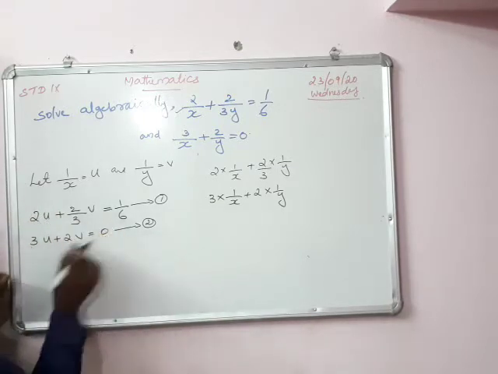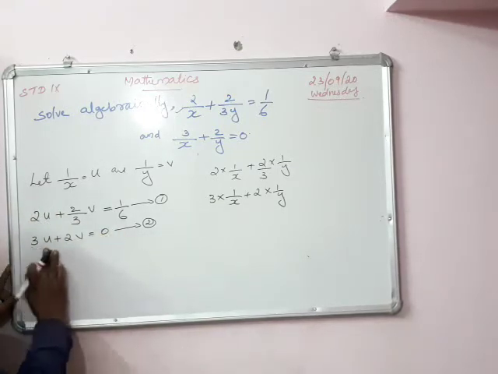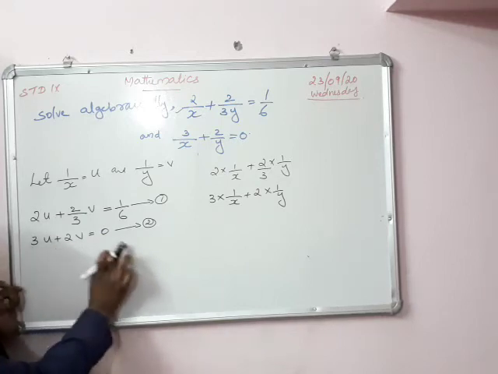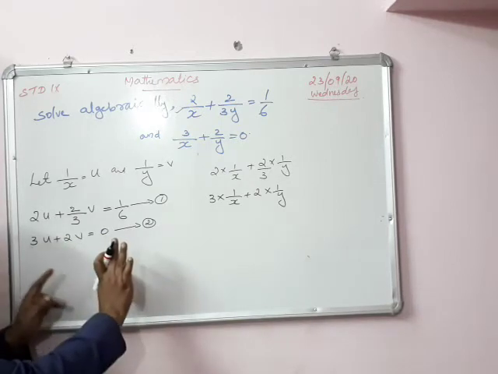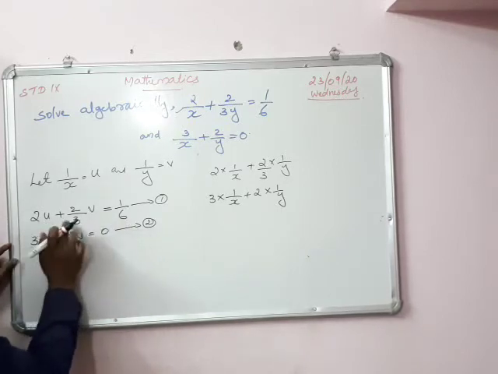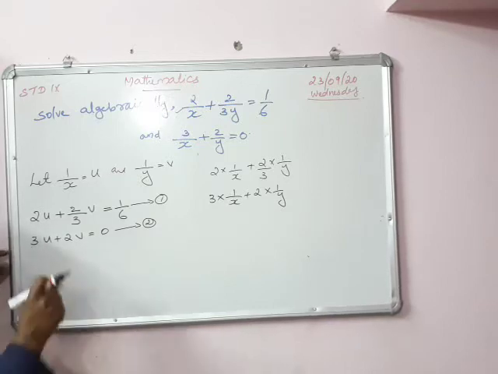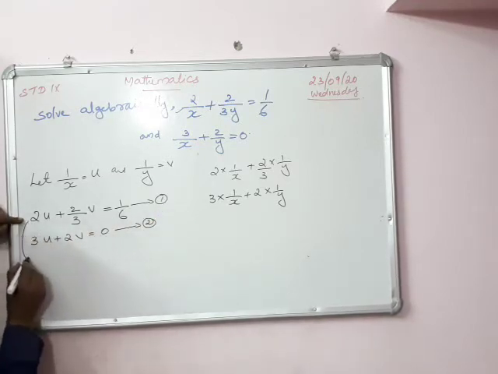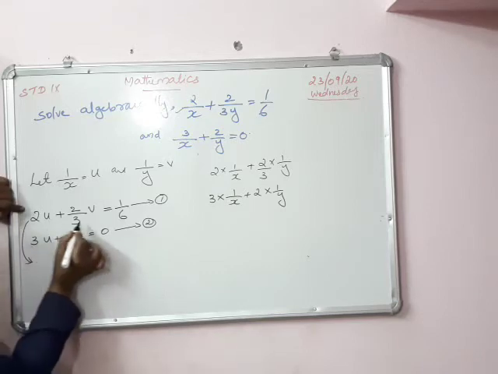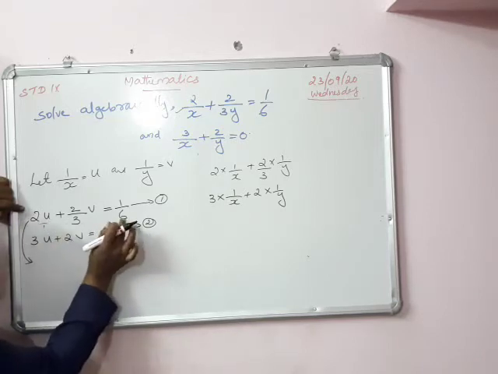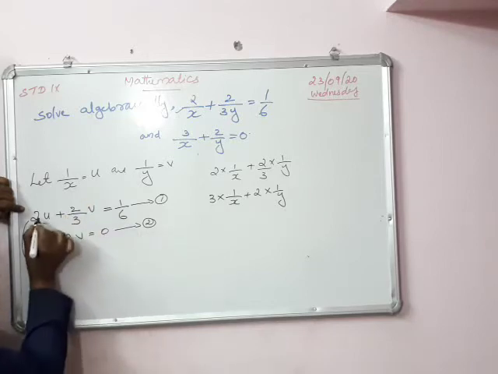Then in the second equation, 3u plus 2v is equal to 0, there is no fractional form, so there is no need to change it in any way. The first one, we can take the LCM and solve it as in our previous question. So we are going to convert the first one. What is the LCM here? The denominators are 1, 3 and 6, so 6 is the LCM. So multiply with 6.